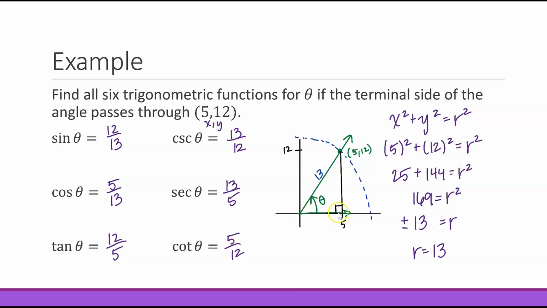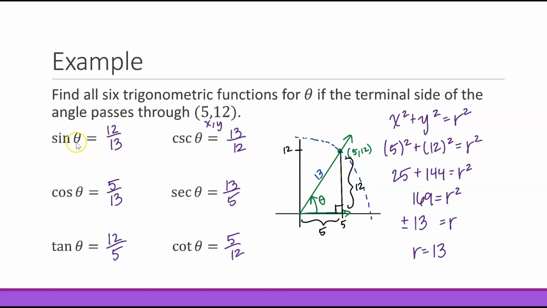So this length here is going to be length 5. How do I know? Well, how do I get to the coordinate point 5, 12? I'd have to go to the right 5, so this is 5, and this height here has got to be 12. So this is 5, and this right here is 12. And we have our adjacent side, our opposite side, to our right triangle.